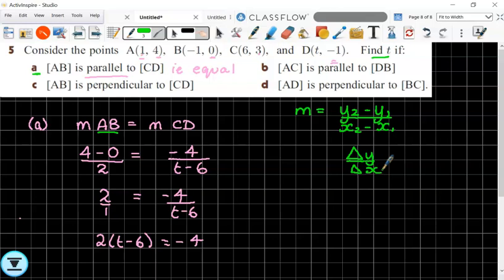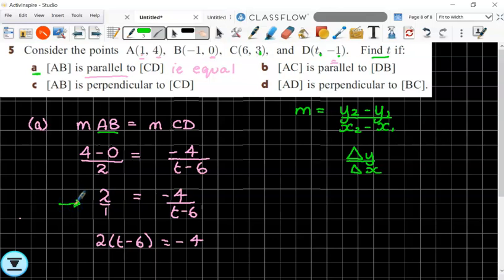Is that what the triangle means? Yeah. So we pop that in because we're saying because they're parallel, they have the same slope. We pop the equals in there. And now I work out the slope of CD. So once again, I went minus 1 take 3, so minus 4, and then T take 6. We've got this situation here.